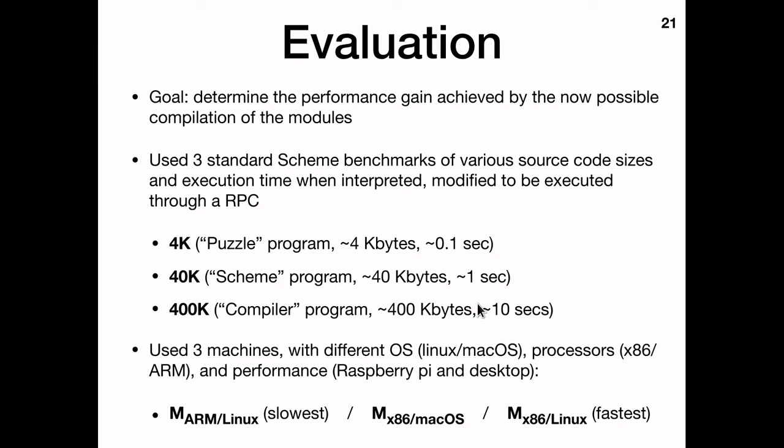The machines used to run our experiment were at different OS. There were a Linux, Mac OS and x86, ARM. So we had a machine that was ARM Linux, which was a Raspberry Pi, which is the slowest. We had x86 Mac OS and x86 Linux, which is the fastest machine we had. It is water cooled, which gives it more numeric stability when running tests.